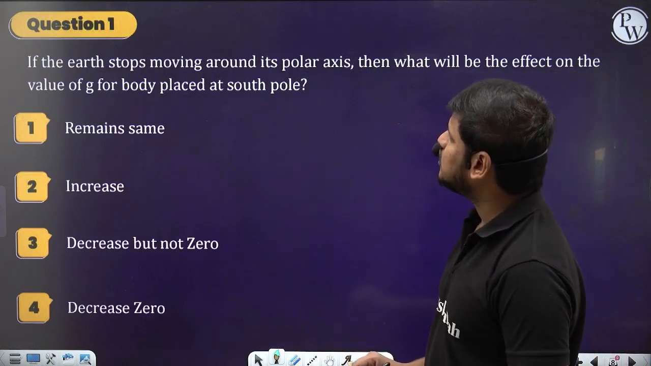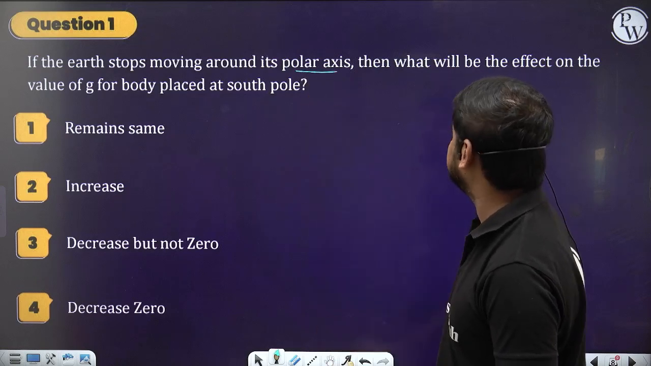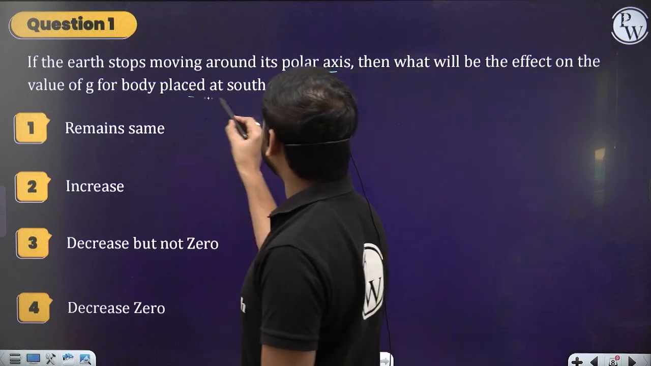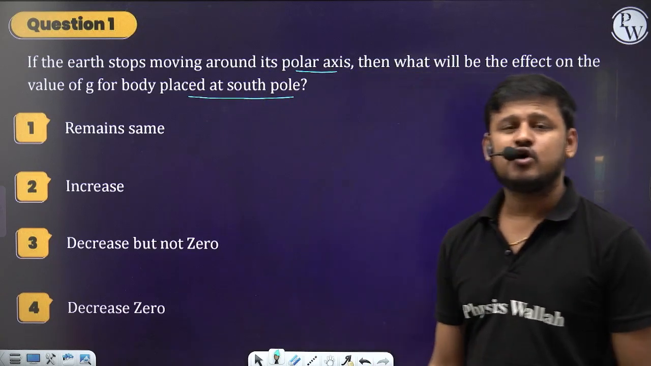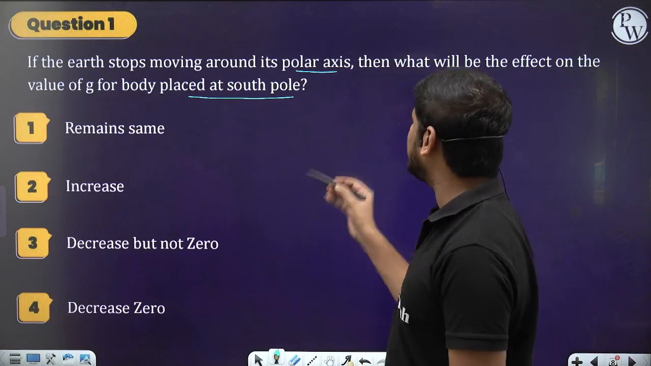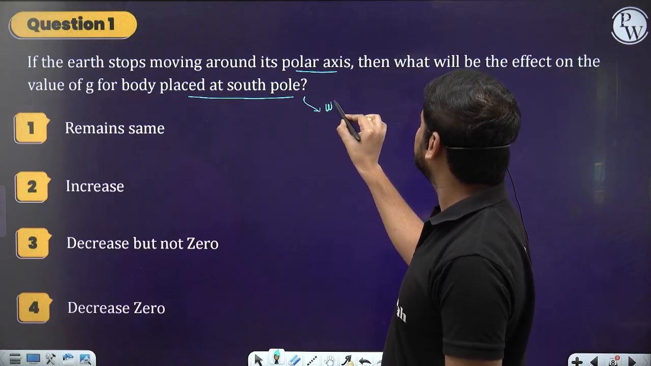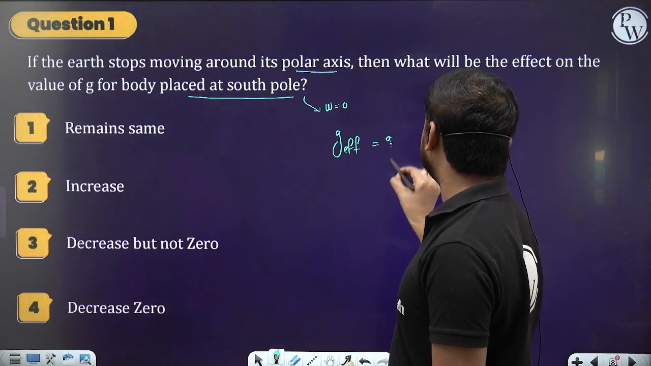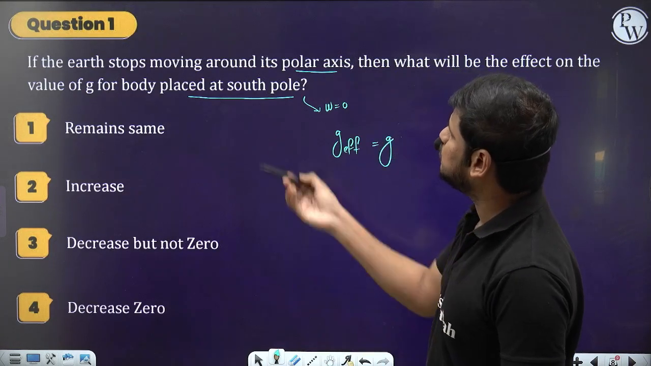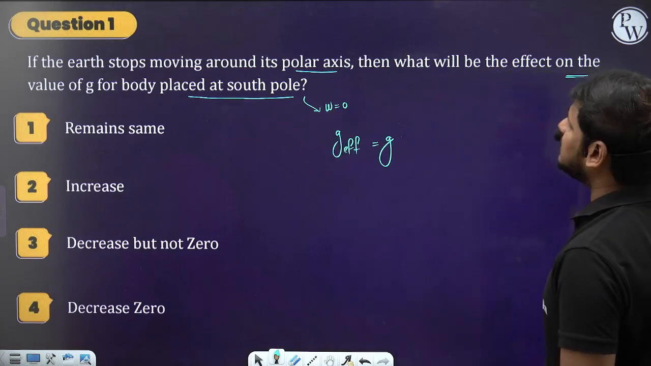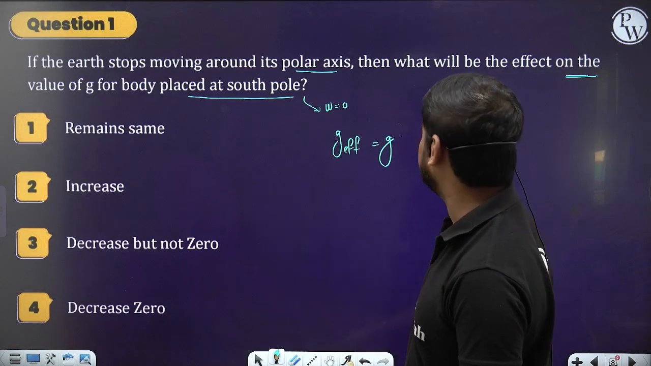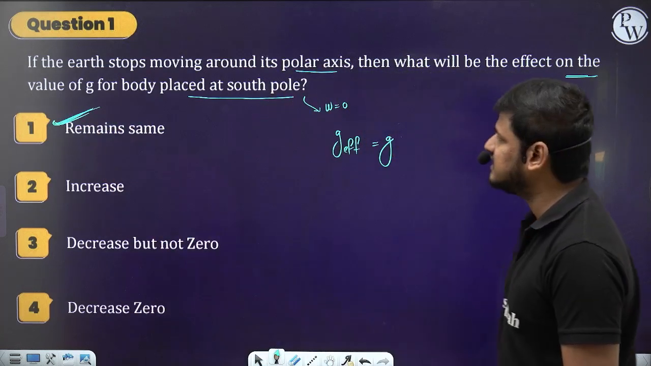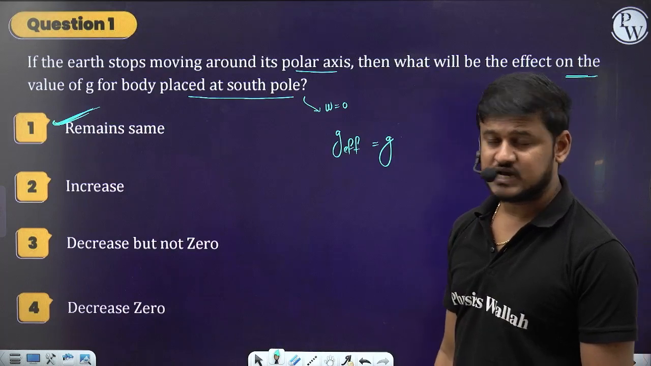If the earth stops moving around its polar axis, then what will be the effect on the g value for a body placed at the south pole? So if a body is placed at the south pole, omega is already 0 at the poles. So if omega is 0, the g effective will be g only. So it will remain the same. So what is the effect on the g value? It will not change. The g value remains the same at the pole. Clear? Understood, guys? Chalo.